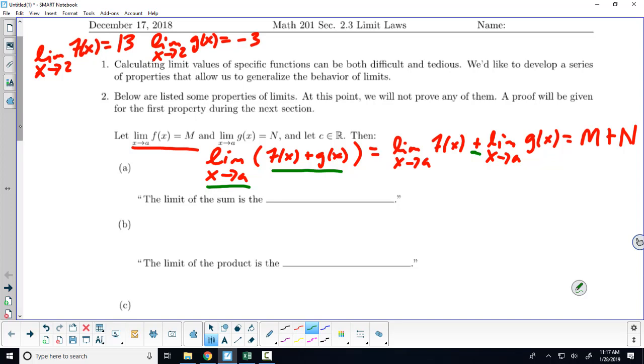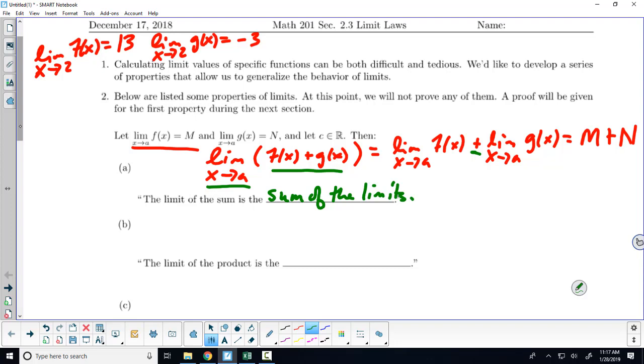Okay. Lots of things I can distribute over a sum, like multiplication, right? If I did 3 times 9 plus 16, I can distribute that 3 over the sum. Okay? And what I'm saying right now is limits behave similarly. I can distribute limits over the sum. So what we're saying here is that the limit of the sum is the sum of the limits.